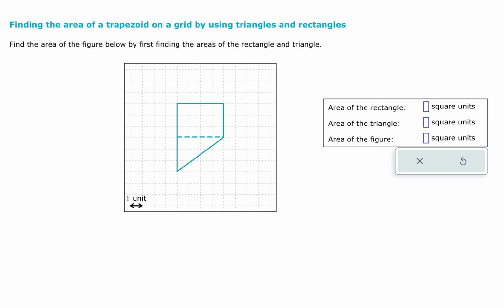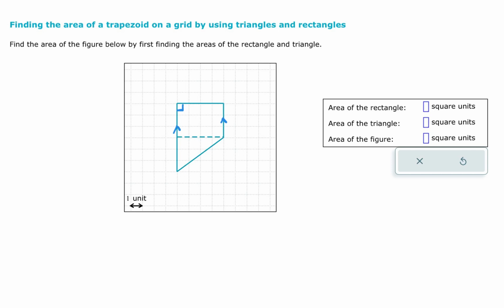This topic is finding the area of a trapezoid on a grid by using triangles and rectangles. Remember that a trapezoid is a quadrilateral with one pair of parallel sides. So this side and this side are parallel. This appears to be a right angle, which makes this a right trapezoid.